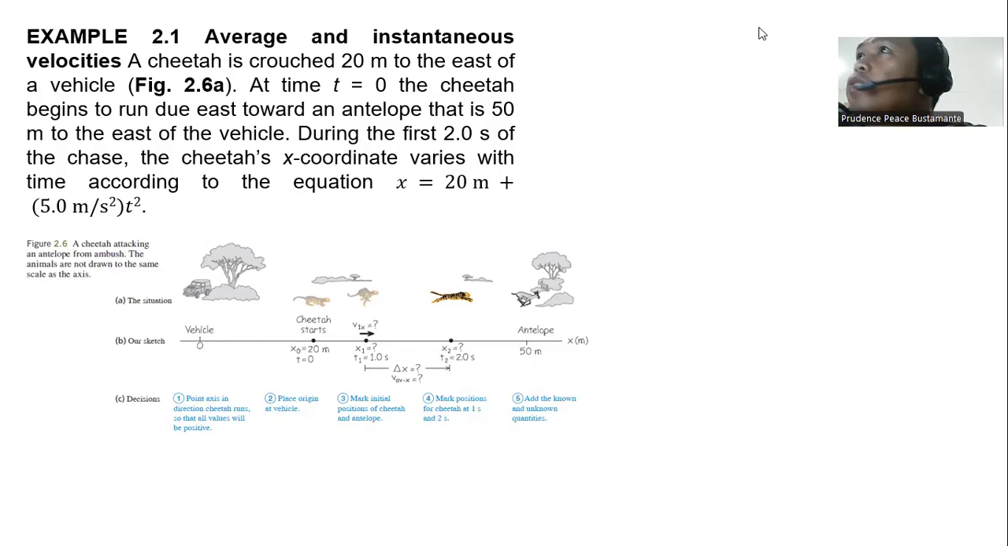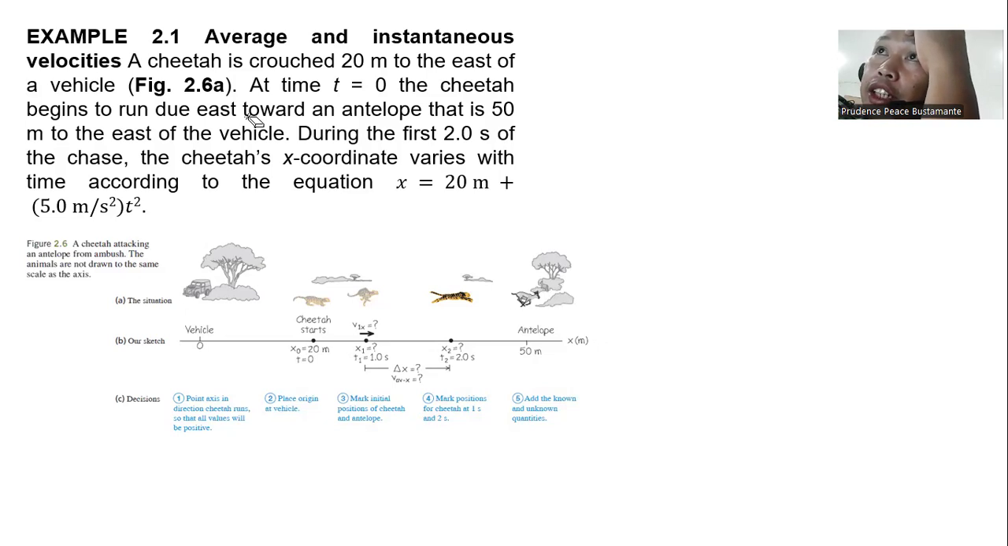Okay, let's apply these concepts to a certain problem. We have here a cheetah crouched 20 meters to the east of a vehicle in figure 2.6. At time t equal to 0, the cheetah begins to run due east towards an antelope that is 50 meters to the east of the vehicle. During the first 2 seconds of the chase, the cheetah's x coordinate varies with time according to the equation x is equal to 20 meters plus 5.0 meters per second squared times t squared.